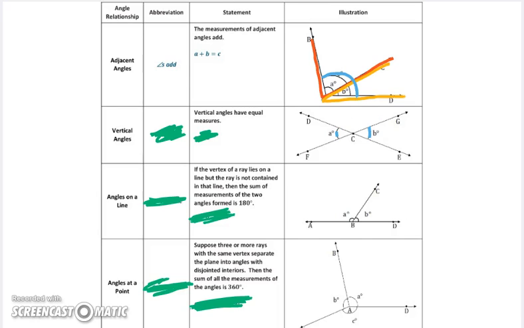So angles that are opposite each other are called vertical angles. Again, vertical angles have equal measures. So if they have equal measures, we can say that angle A is equal to angle B, right? So A is equal to B. Okay. And we have our angles on a line. Angles on a line, that's our abbreviation.